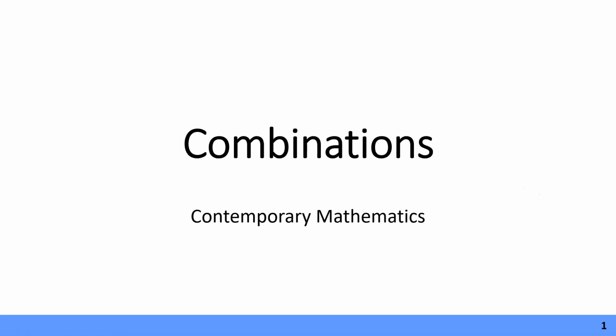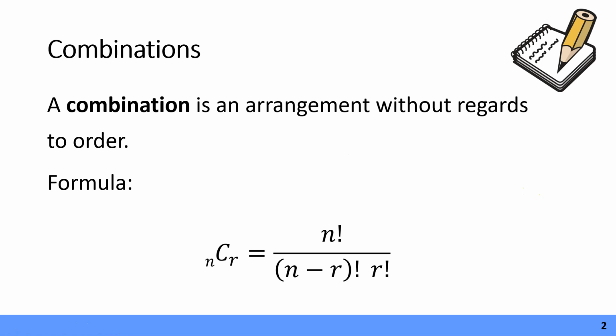All right, so here we're going to be going over combinations. To this point, we have already covered permutations, the counting principle, and now we're going to go on to these little things called combinations. So first of all, what in the world is a combination? A combination is an arrangement without regards to order. And we have the formula here.